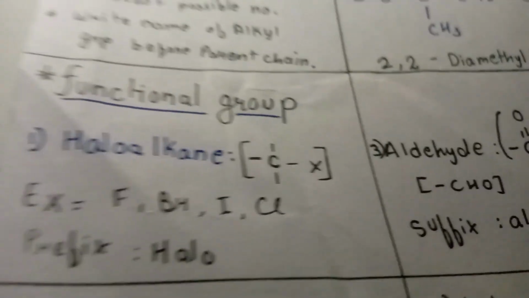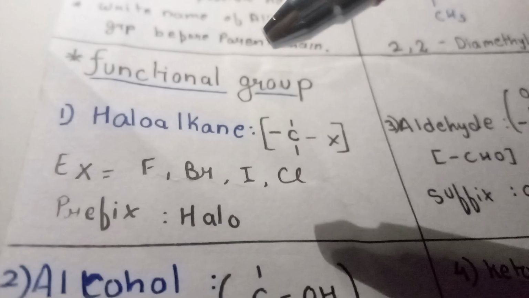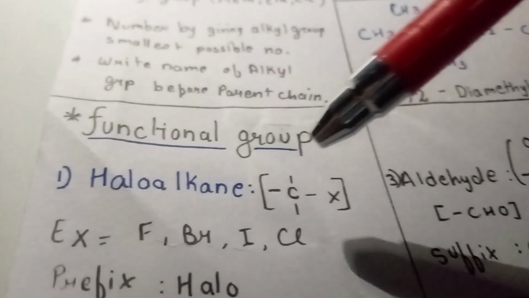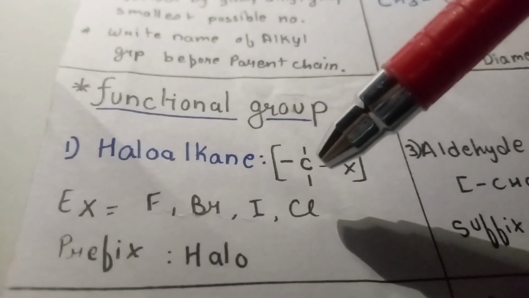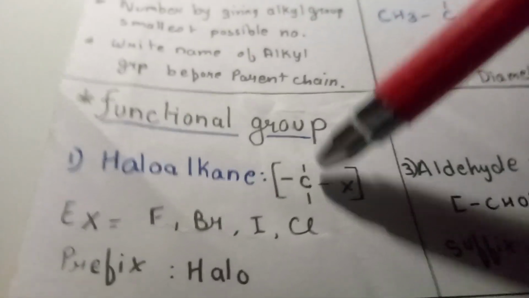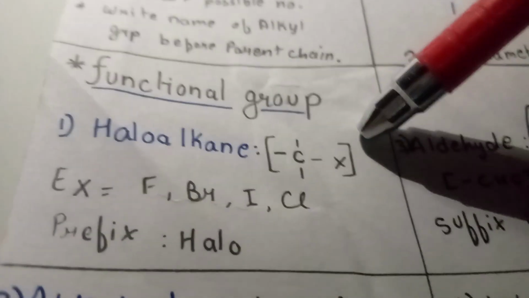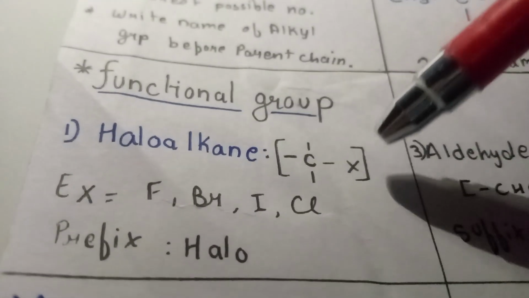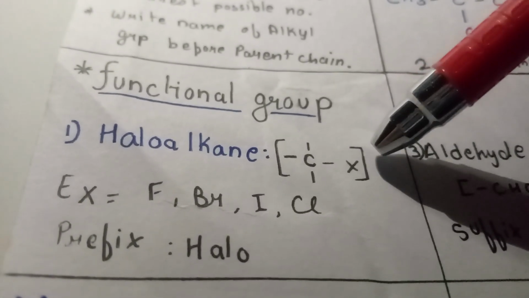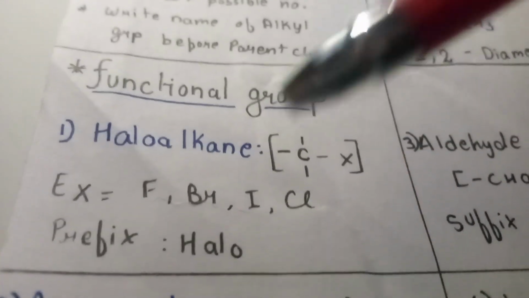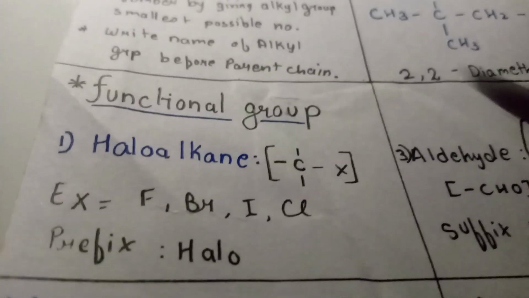Next up, we have the functional group haloalkane. The haloalkane functional group will be, for example, from the carbon, since it is tetravalent, meaning it can have four bondings. One of the bondings will have X, which means one of the bondings will have fluorine, bromine, iodine, or chlorine, and the prefix will be halo. For example, if there is a compound, the prefix for the compound will start with halo.